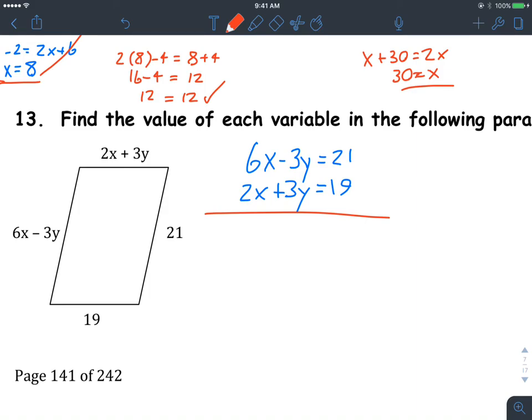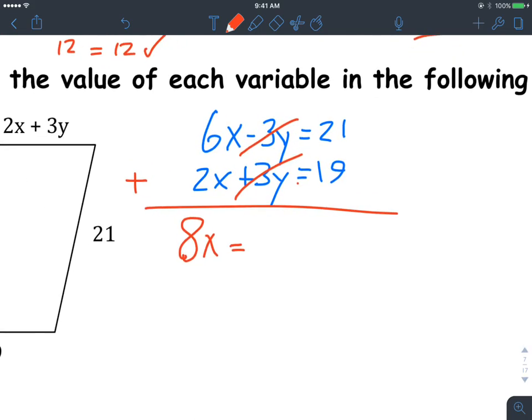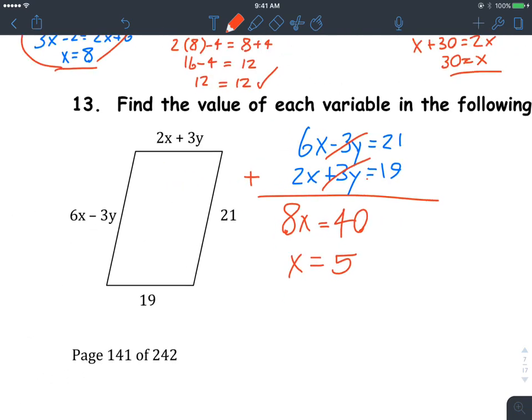What I'm going to do in this one is use elimination. I notice if I add my two equations right away, negative 3y plus 3y would cancel each other out. And you're going to add up 6x and 2x, so that'll get you 8x. So we'll say 8x equals, and then we'll add the right-hand sides together. That'll get us, I think, 40. And then divide both sides, and that gives us x equals 5.